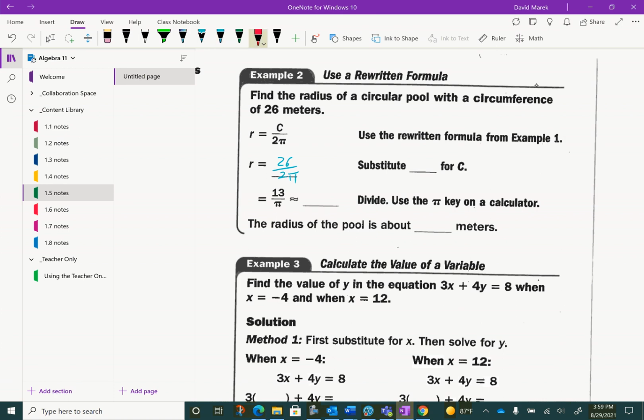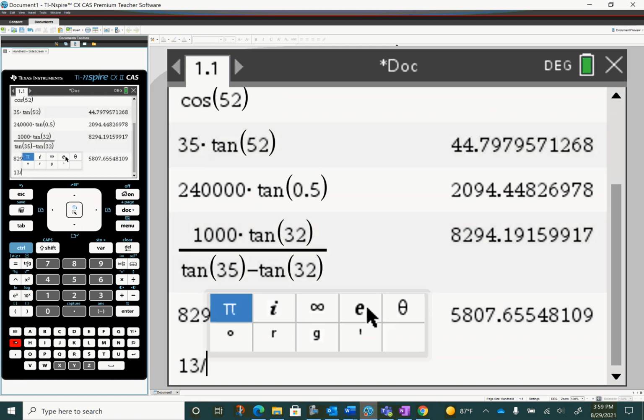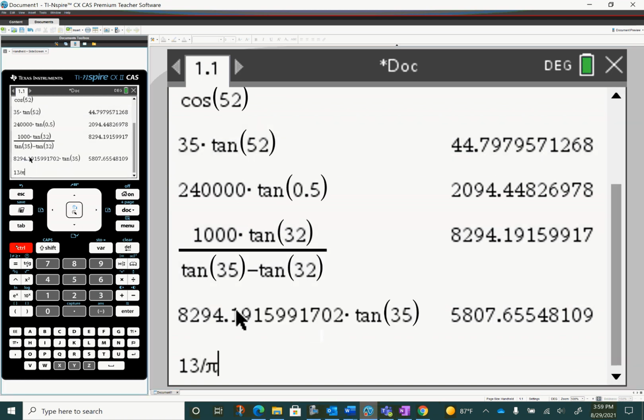And then we can reduce. 26 divided by 2 is 13. 2 divided by 2 is 1. So we have 13 divided by pi. Now it'd be nice if we could come up with a decimal approximation of that.